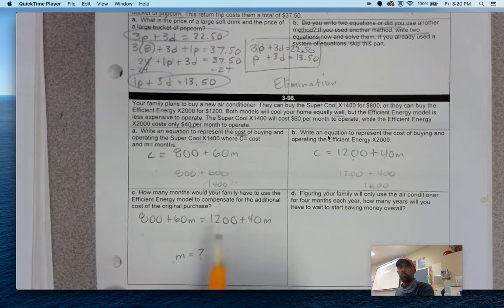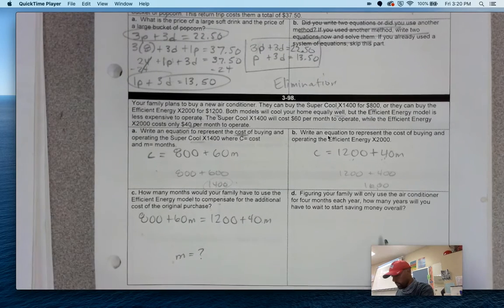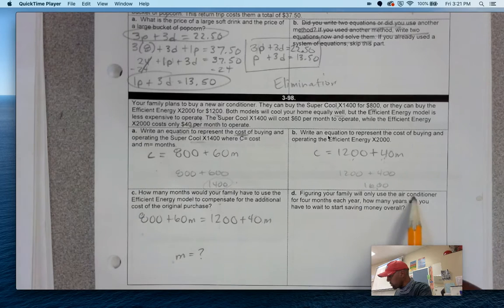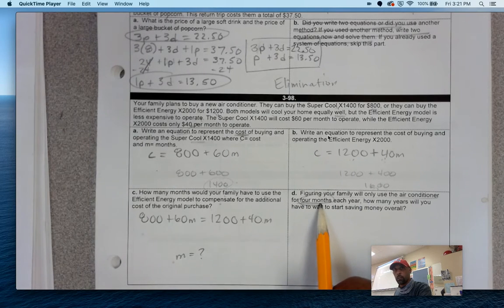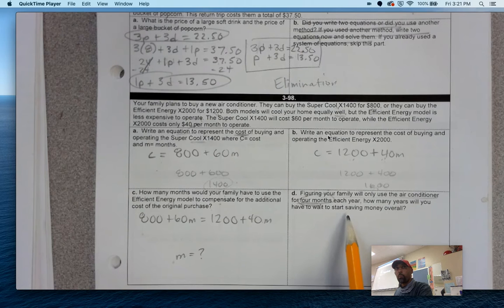So solve this equation. All right, and then over here, figure your family will only use the air conditioner only 4 months each year. Right? So you're going to figure out this amount of months, right? And then, knowing that you're only going to use it 4 months each year, how many years is it going to take? Okay, well, that means that you're going to have to take the fact that you're only going to get 4 months per year.